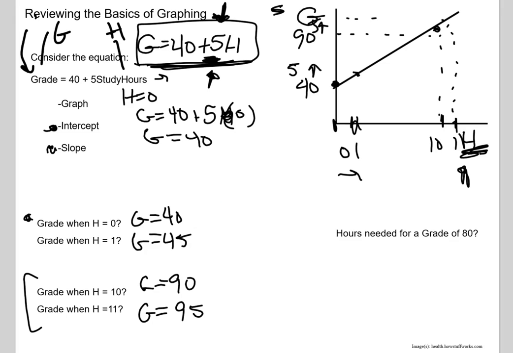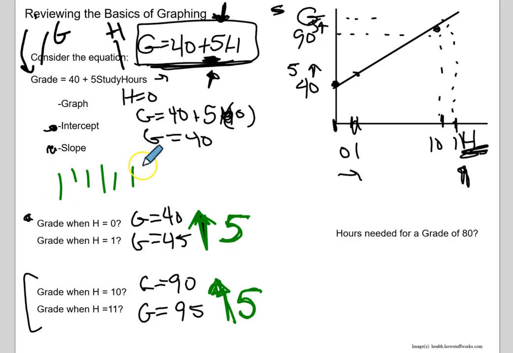Pause for a second, because that's another really important assumption in our linear model. Notice what happened when you studied your very first hour. What happened to your grade? It went up by 5 points. When you were already studying for 10 hours, that sounds like a lot of studying, and you study one more hour, your grade went up by another 5 points. One of the assumptions of a linear model is that it doesn't matter how long you've been studying, every single additional hour that you study, your grade is always going to go up by 5 points.